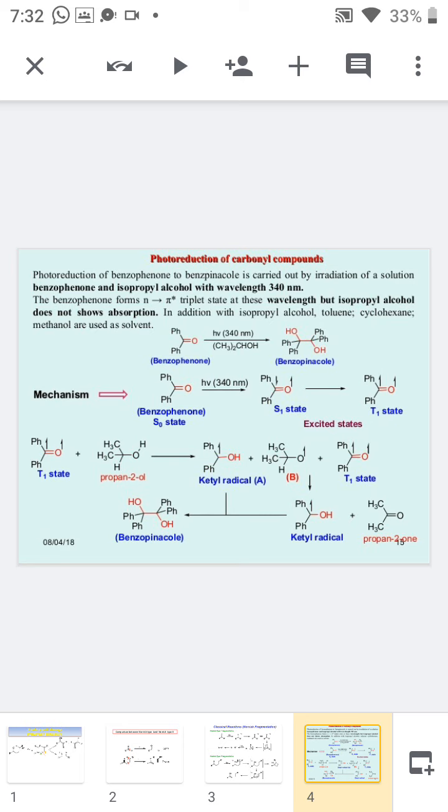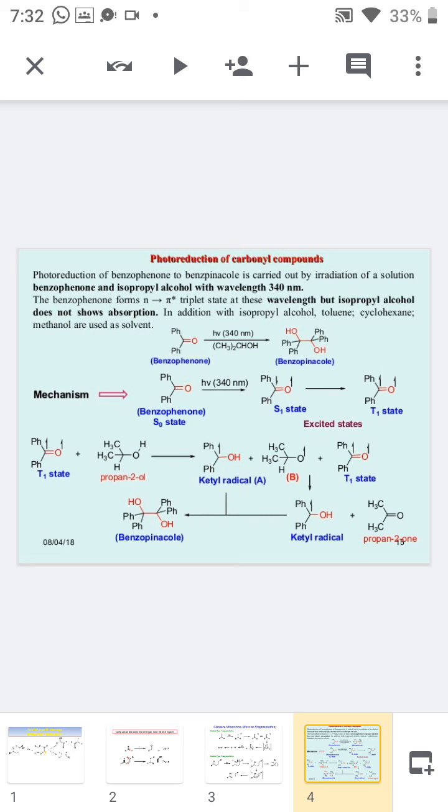In this, first of all the pi electron undergoes excitation, it is excited to the singlet, then to the triplet, and at the triplet state, isopropyl alcohol is added. That means hydrogen abstraction from isopropyl alcohol will occur, and the isopropyl alcohol does not absorb any radiation.